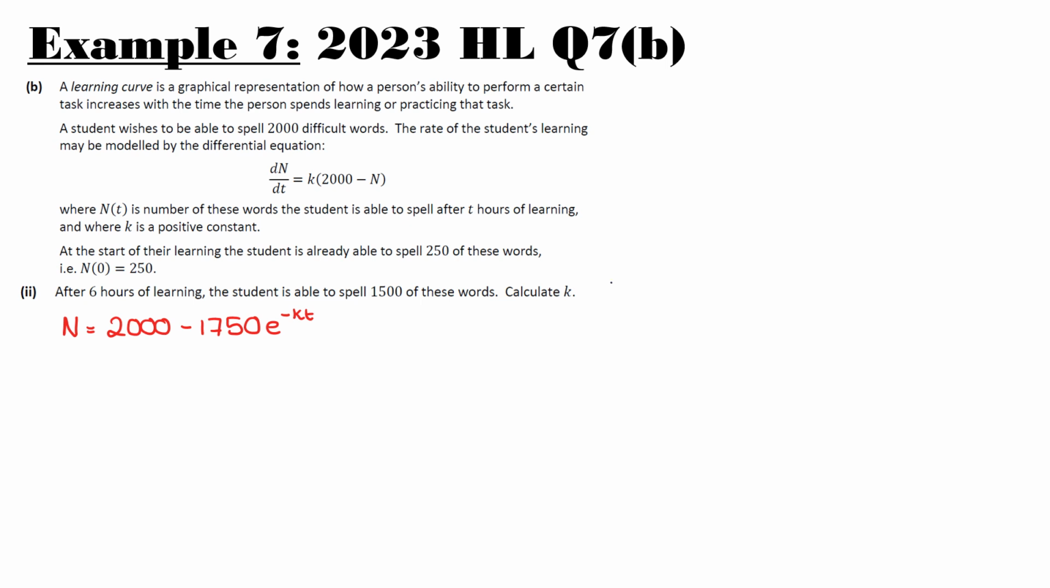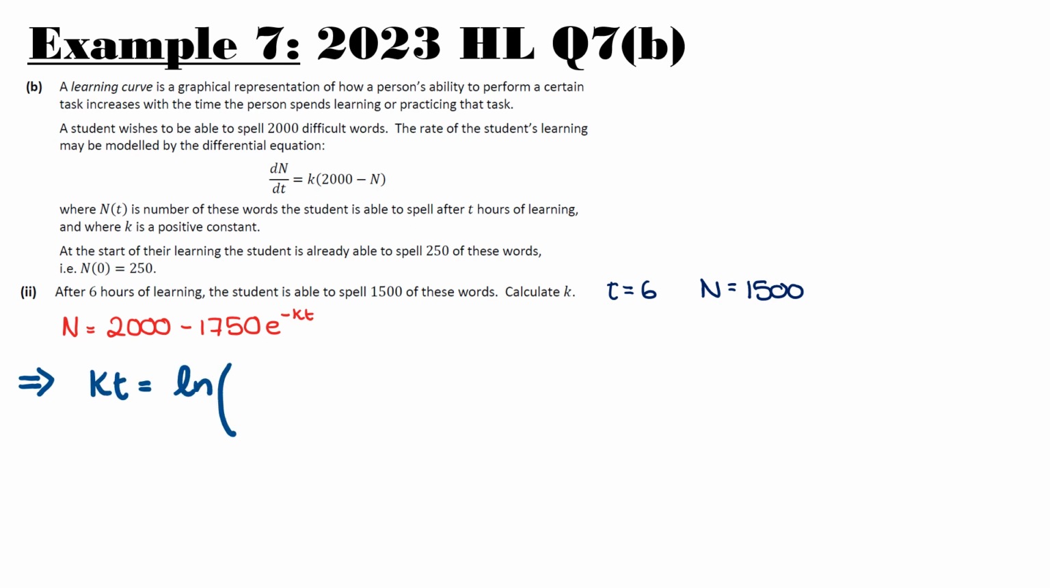So our values are when t equals 6, n equals 1500. But in order to work backwards, it's going to take a few steps. So going back to part 1, we can find the line that reads kt.